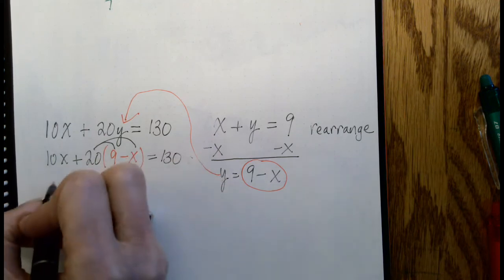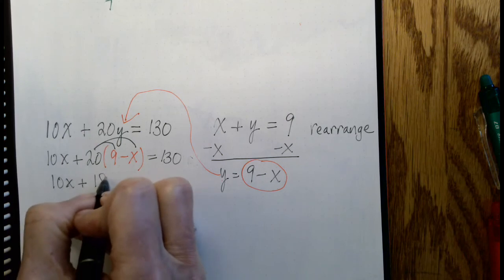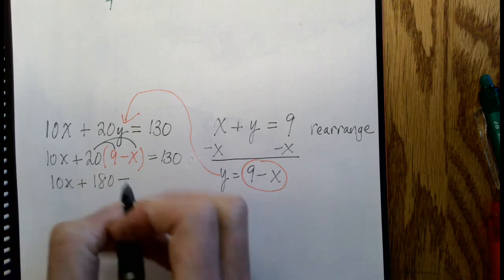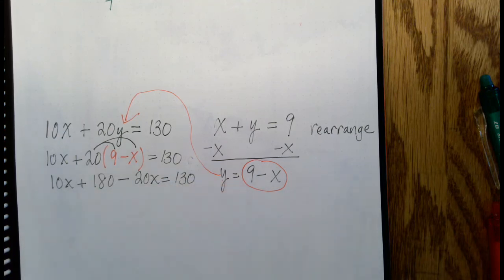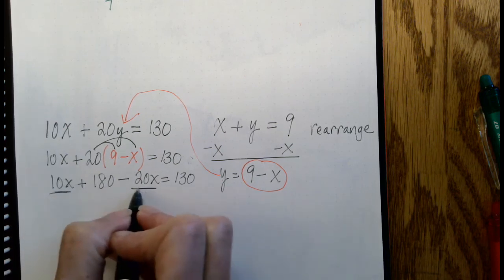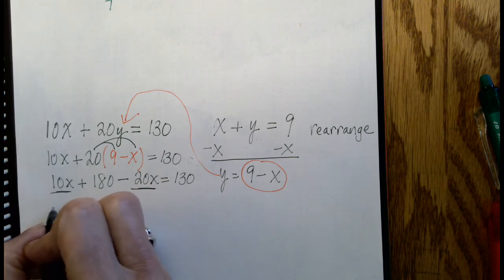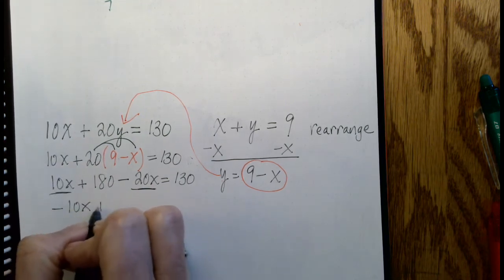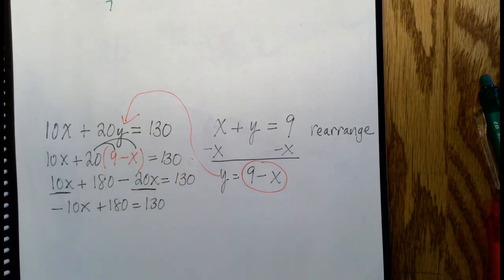But now we're going to solve this because the equation's only with x's, so we're going to distribute. So we get 10x, 20 times 9 is 180, minus 20x equals 130. We distributed the 20 is what we did in that step. Our next step is going to be to combine like terms. So 10x and negative 20x are like terms, and when we combine them, 10 minus 20 is negative 10x plus 180 equals 130.